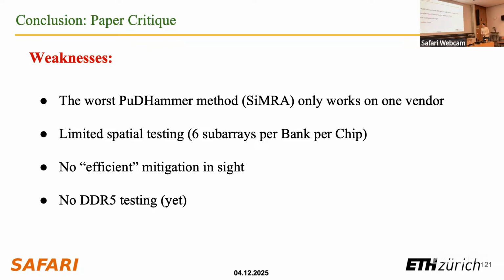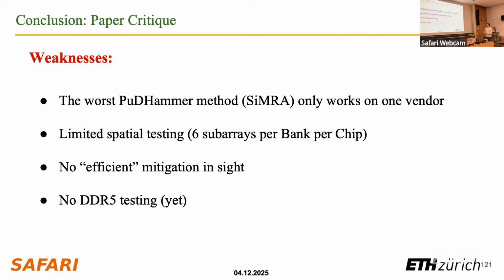So for my perceived weaknesses, I think that the worst PuDHammer method, which was the simultaneous multiple row activation, only works on one vendor, which was SK Hynix. So that makes the findings a little bit weaker. It would be nice to see if there are other vendors that have the same kind of logic in their circuit that would enable simultaneous multiple row activation.